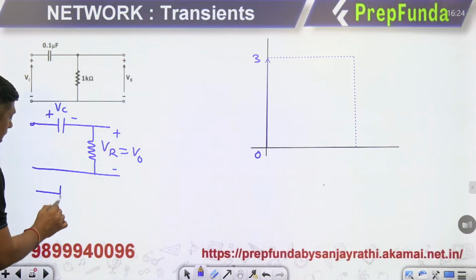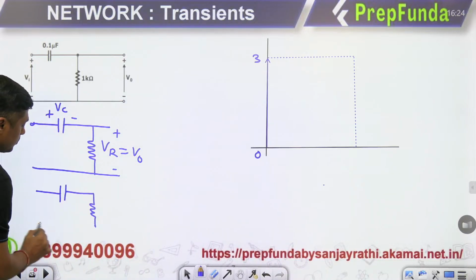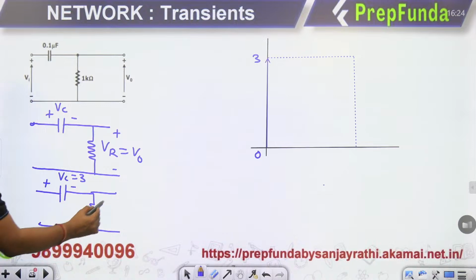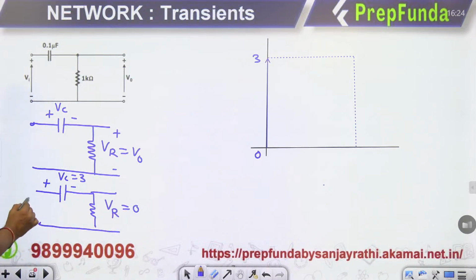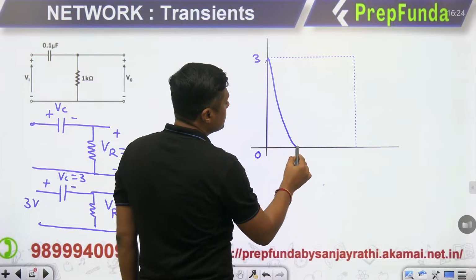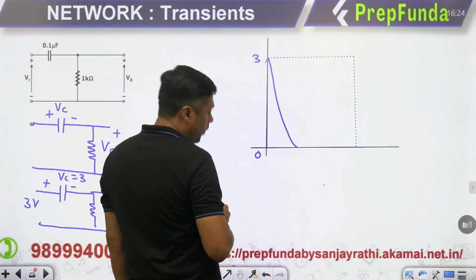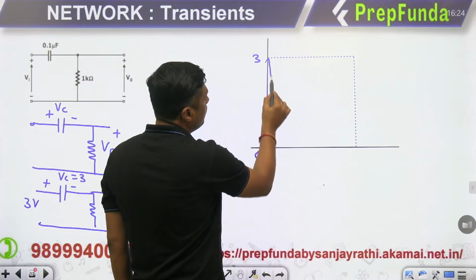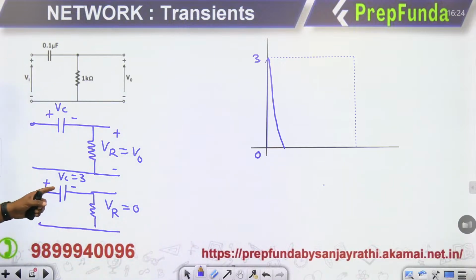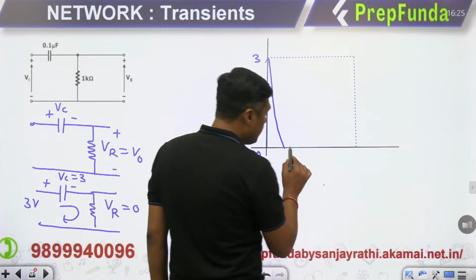When the capacitor charges up to 3 volt, what is the output voltage? 0. The output voltage will become 0, because 3 minus 3 is 0. So suddenly the output will rise up to this and then very quickly fall like this. Now the input is 3 volt, the capacitor is 3 volt, and the output will remain 0 because there is no current in the circuit, and that position will be maintained up to this point.